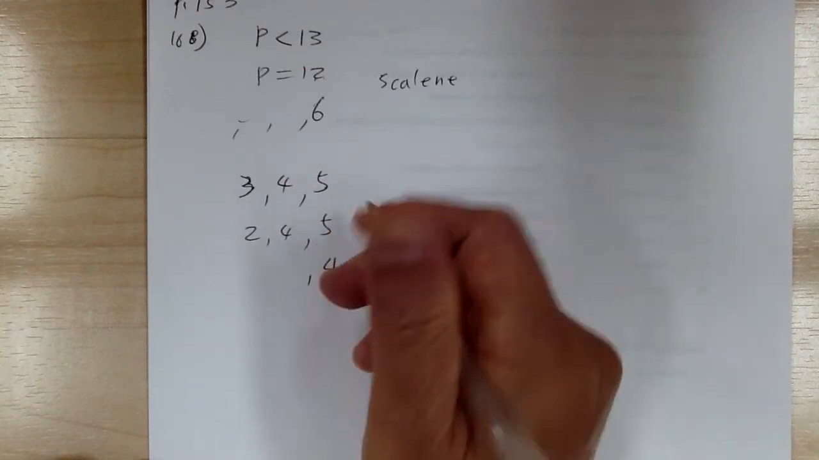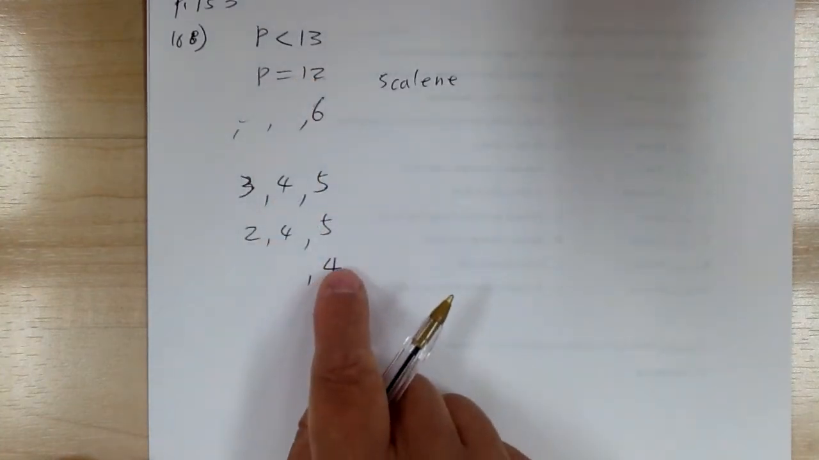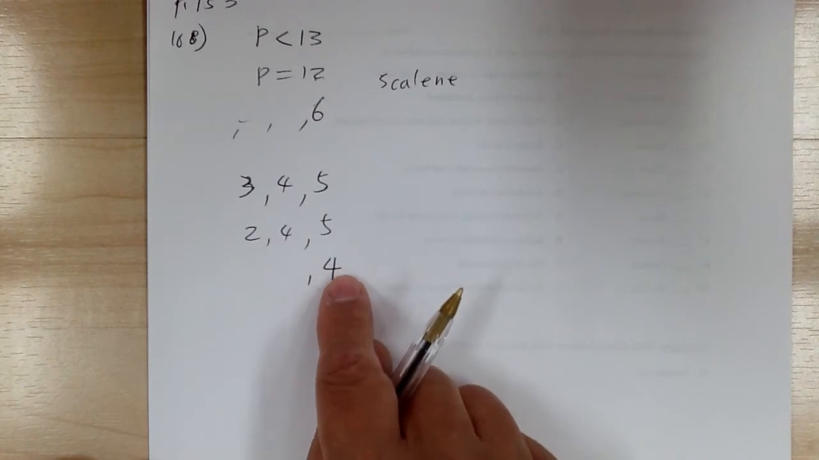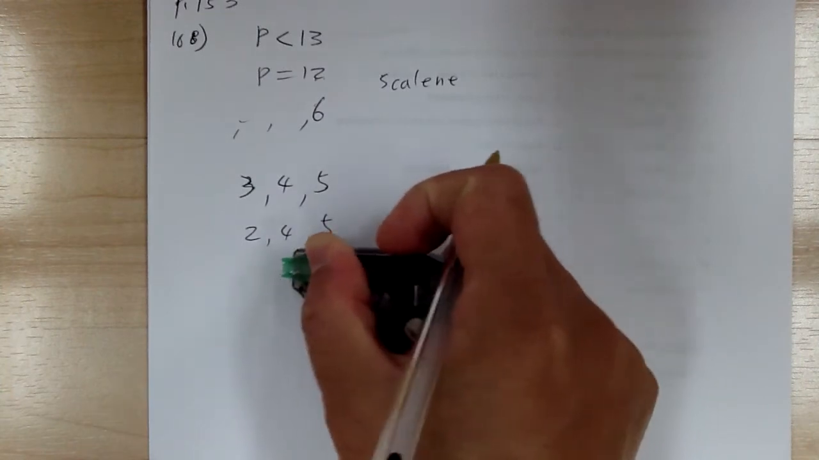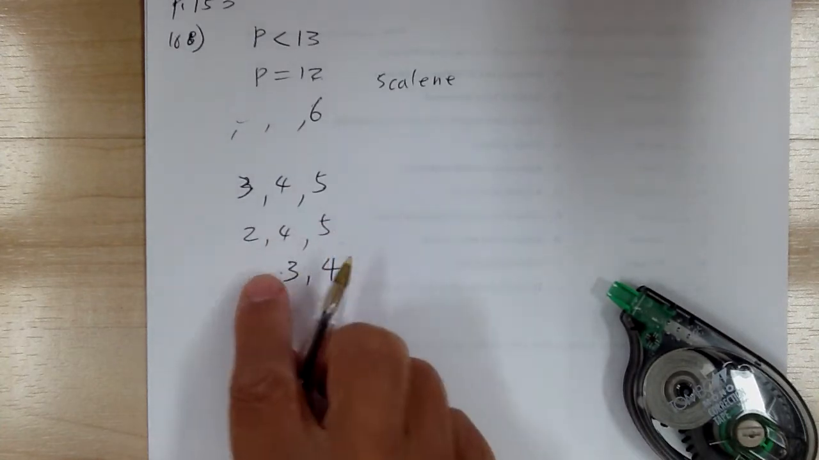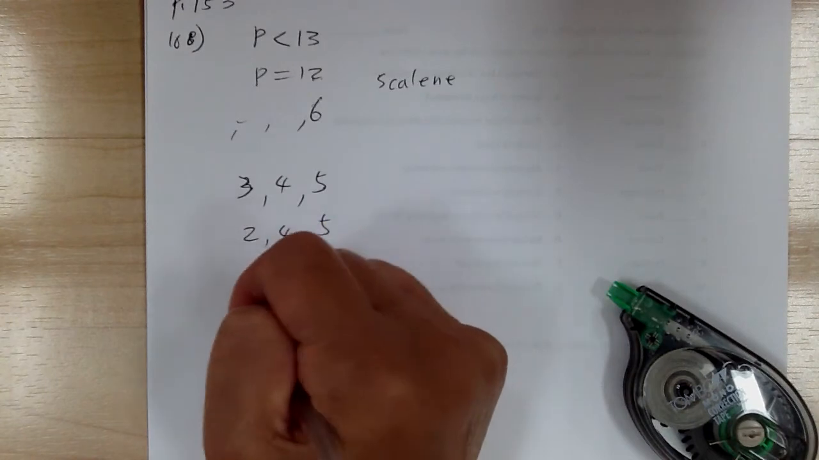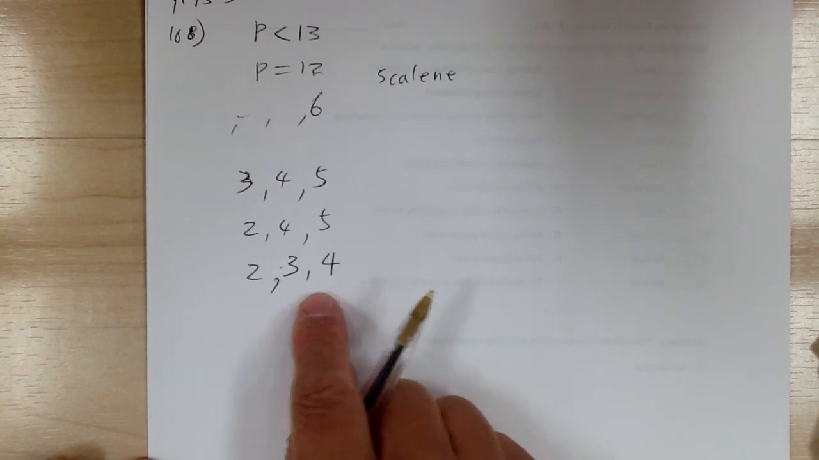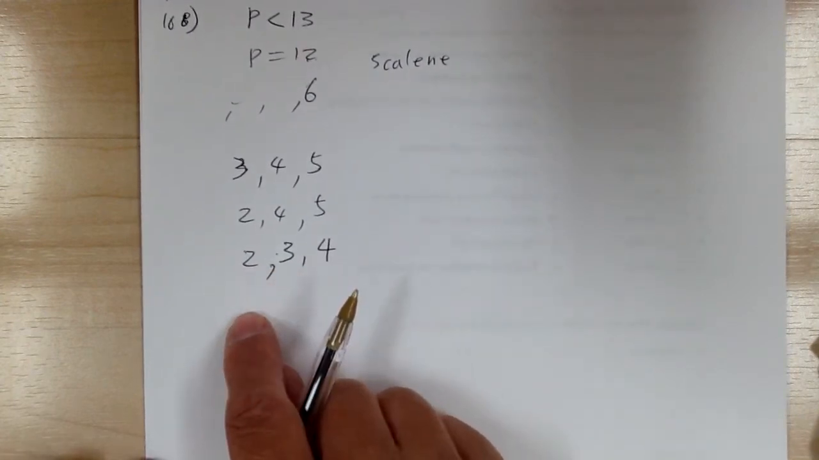Now if you go down to 4, then you have 8 for the other two sides. You can have 4, 4, 4, which gives you an equilateral triangle, so cannot. If the longest side is 4, the next number cannot be 4, again because it's scalene. So you can only have 3, since 4, 4, 3 would give you isosceles. So you can have 4, 3, 2. You cannot have 4, 3, 1 because that gives you a degenerate triangle. And 4, 2, 2 is isosceles, so that's it.